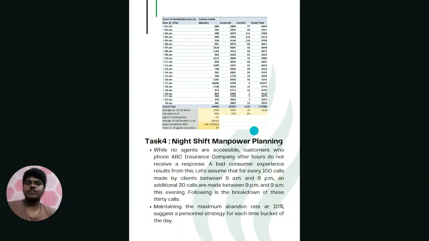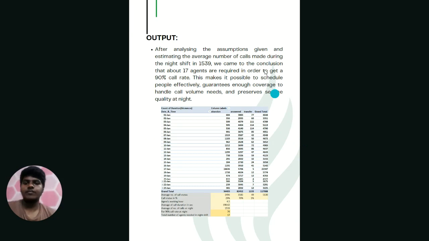Coming to the Excel. Based on the provided assumption and estimating the average number of calls made during the night shift to be 1539, we determined that approximately 17 agents are required to achieve a 90% call rate. This approach enables effective scheduling, ensures sufficient coverage to address call volume needs, and maintains service quality during the night shift.